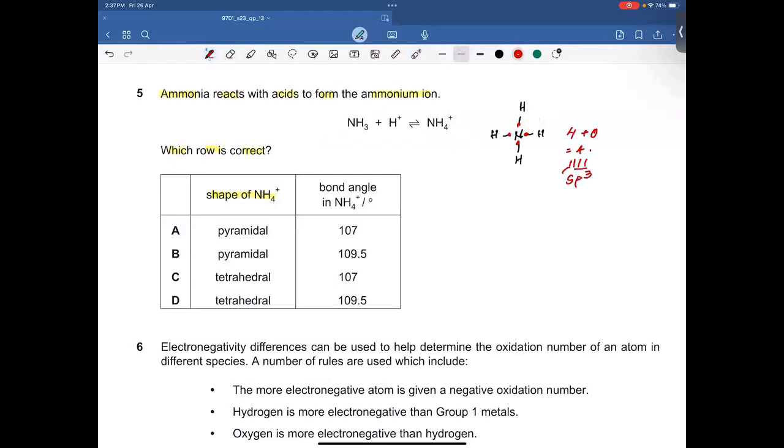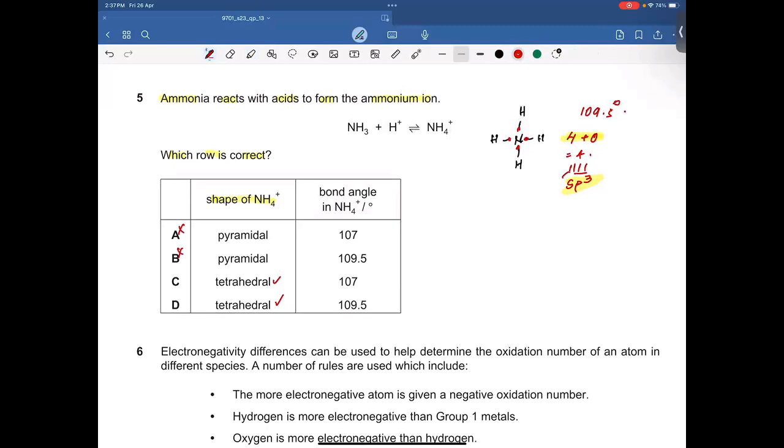So the hybridization is going to be sp3. And you guys know that when we have 4 single bonds and 0 lone pairs with sp3 hybridization, the angle is going to be 109.5 degrees with a tetrahedral geometry. The shape is going to be tetrahedral. Obviously option A and option B are incorrect. The angle is going to be 109.5 degrees, so option D is going to be the right answer. That's an easy question, guys.